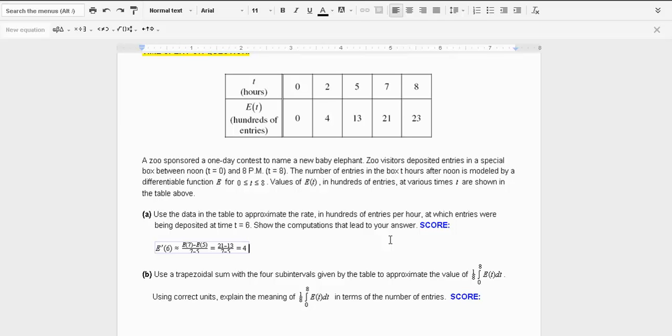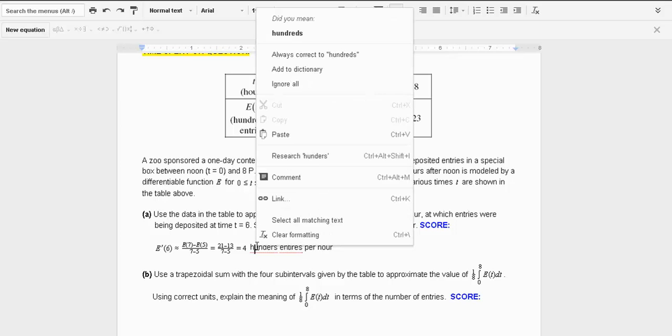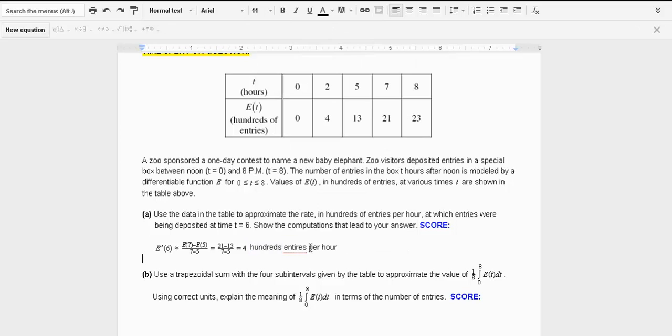Now you're either going to write 4 hundreds of entries per hour, or you can also say 400 as a number. So I'm going to be consistent with the question. I'm going to say 4 hundreds entries per hour. And I can't spell, so either one. Okay. So this is going to be your answer.